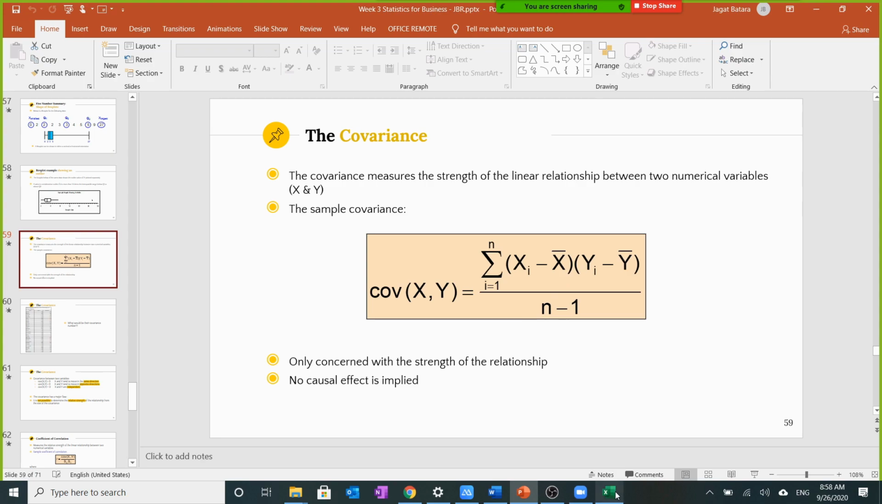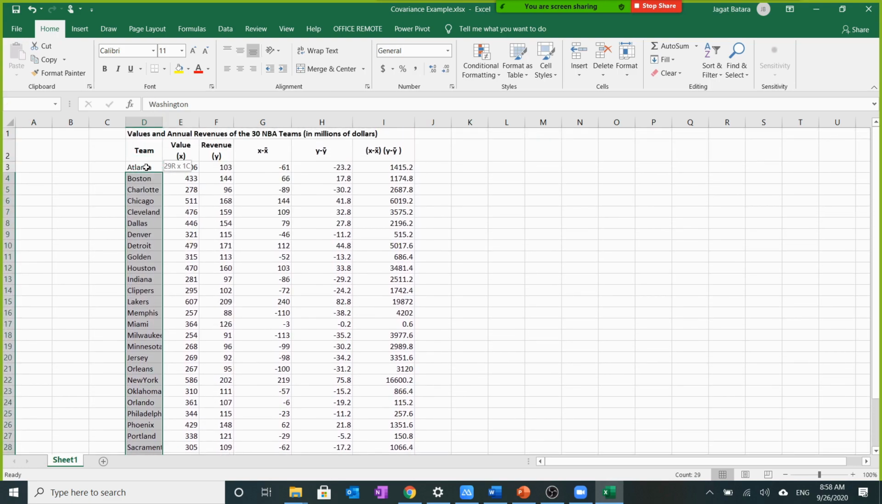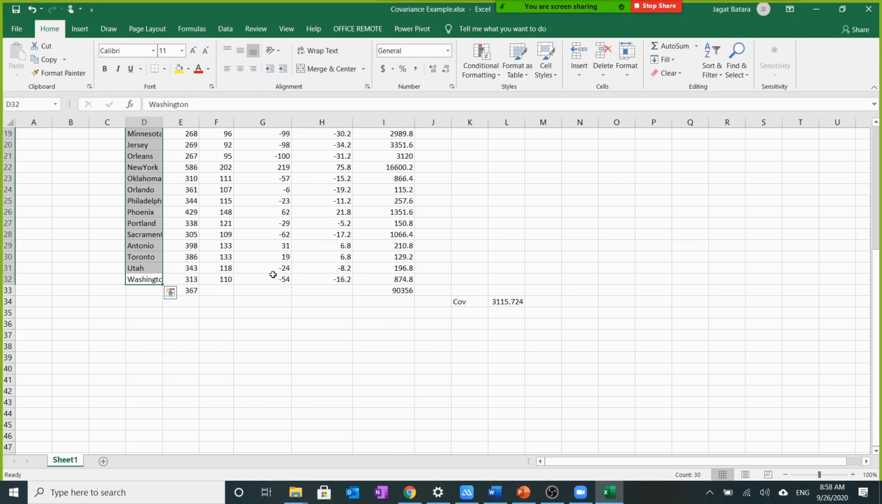N is the sample size that you have. After I sum all of these, we have this number. In total we have around 30 samples, so 30 minus 1 would be 29. This number divided by 29 gives us the covariance. So the covariance is 3115. So this is positive.